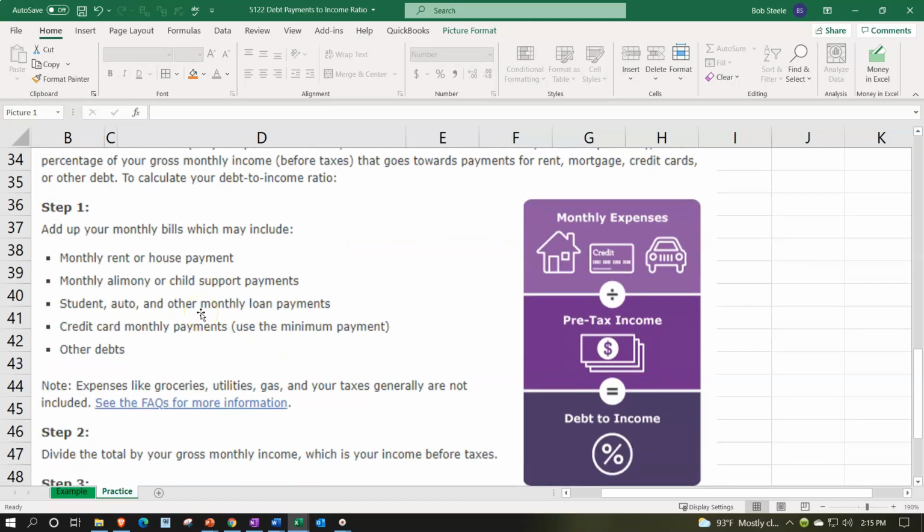Step 1, add up your monthly bills, which may include monthly rent or house payments, monthly alimony or child support payments. So they include the alimony, student, auto, or other monthly payments. And then we have the credit card monthly payments and then other debts. So most of these are debts, but notice they included the alimony and possibly rent there. And then the expenses like groceries, utilities, gas, and your taxes generally are not included. So these are items that are not going to be included, which are the other expenses, consumption expenses generally here.